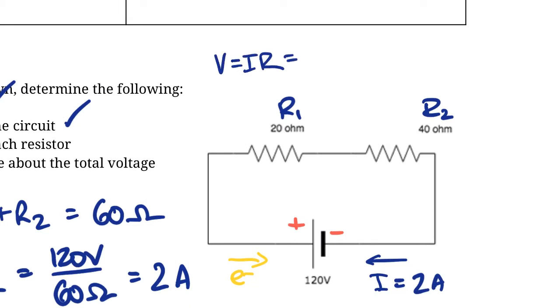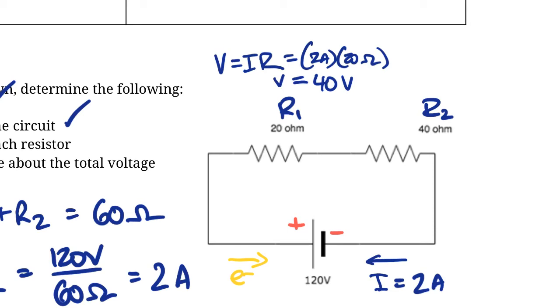And in this case, for resistor 1, the current is the same current that's everywhere in the circuit. It's 2 amps. And we know the resistance is 20 ohms. So if we do 20 ohms times 2 amps, our voltage across this resistor is 40 volts.